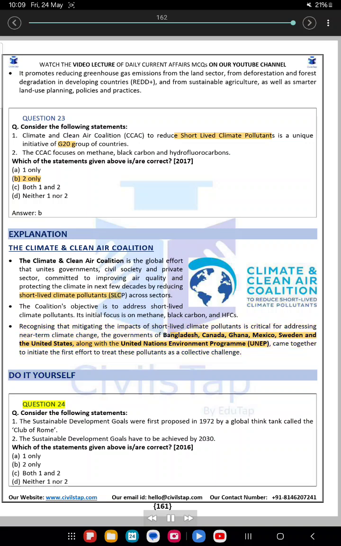Do it yourself. Question 24. Consider the following statements. 1. The Sustainable Development Goals were first proposed in 1972 by a global think tank called the Club of Rome. 2. The Sustainable Development Goals have to be achieved by 2030. Which of the statements given above are correct? 2016. A. 1 only. B. 2 only. C. Both 1 and 2. D. Neither 1 nor 2.